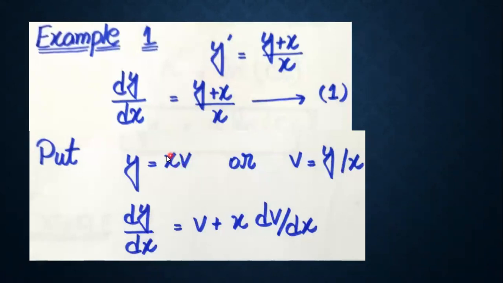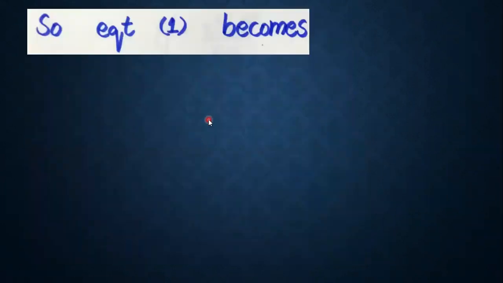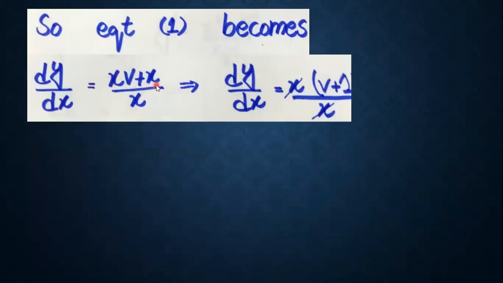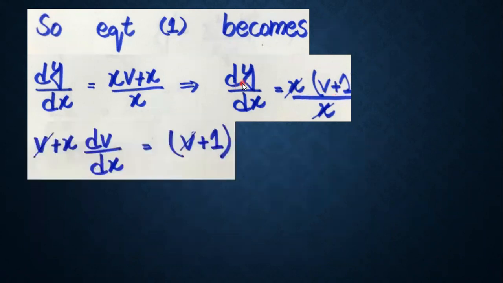So when you put y is equal to xv here, you will find (xv plus x) over x. Here you have a common x, so in the next step you can see I took this x common, and I will cancel this x with this x. So this will be simply equal to v plus 1. Now I put the value of dy over dx, which is v plus x dv over dx, equal to v plus 1.